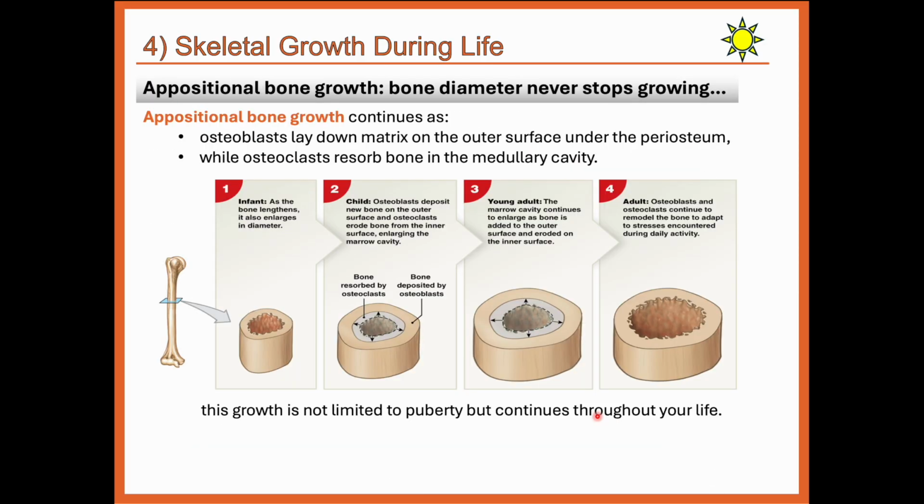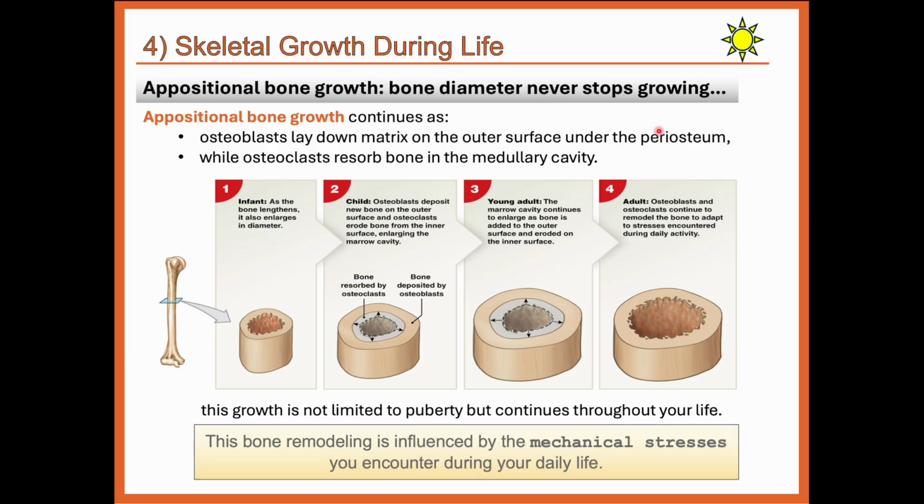So remember I told you, this is bone lengthening. And the other form of bone growth is appositional bone growth. Appendicular means to the side, like our appendages, our arms and our legs, they're on the side of us. So appositional, I like to think, means to the side of the bone, right? Appositional bone growth is changing the bone diameter. And this never stops growing in your life, okay?